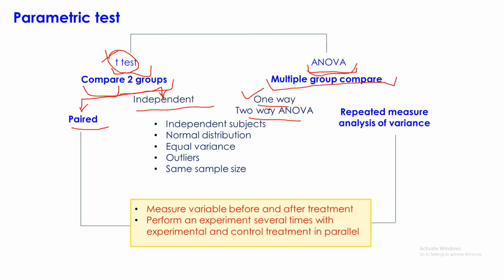If the data follows the assumptions of the parametric test, that is, the samples are independent, samples follow the normal distribution, there is the same or equal variance among the different groups within the sample, there are no outliers, and the sample size of all the groups is similar, then you will do the independent sample t-test. Otherwise, if you have more than two groups, you will compare with ANOVA, one way or two way, right?